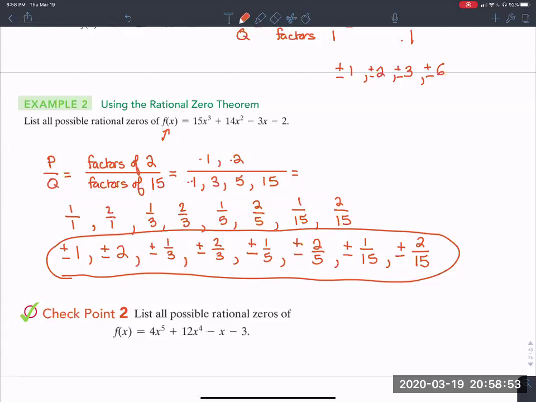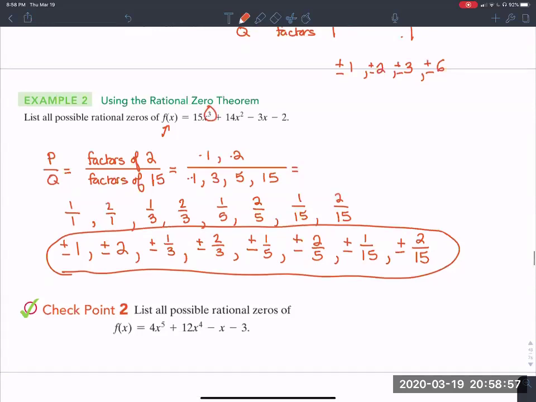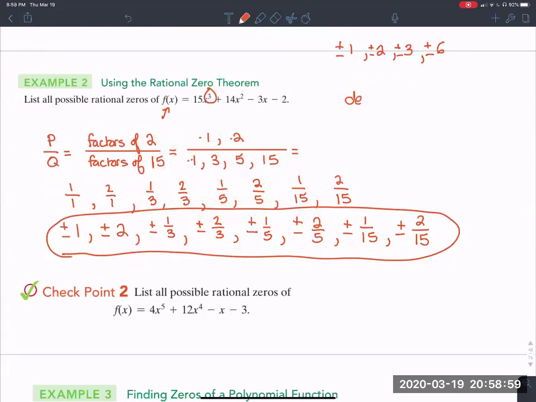Now remember what the fundamental theorem of algebra says: since this is a degree 3 polynomial, you can have 3 complex solutions, but remember complex solutions are rational, irrational, or imaginary.